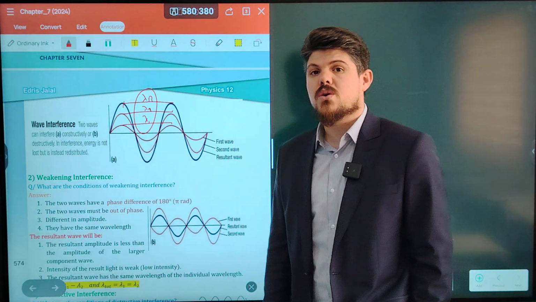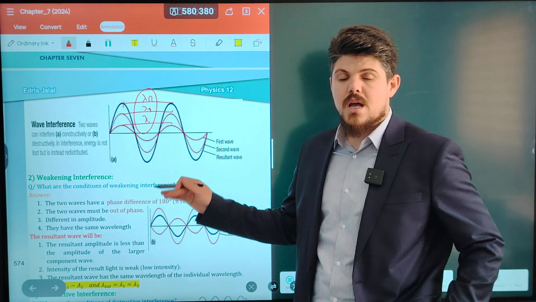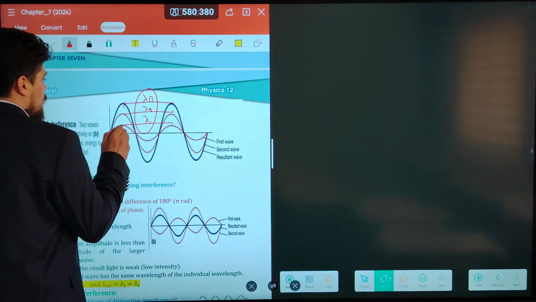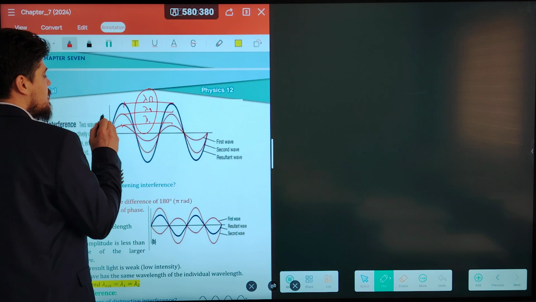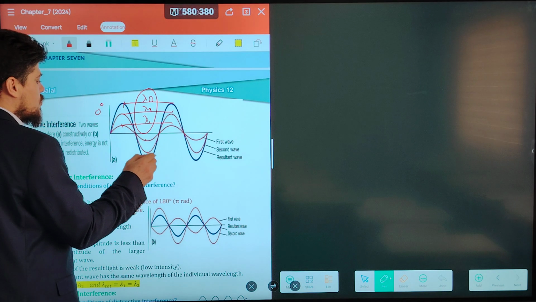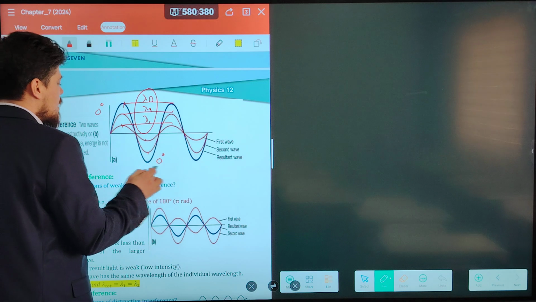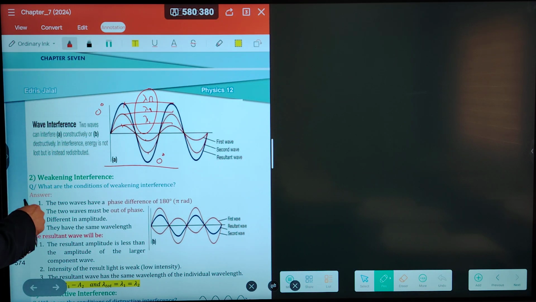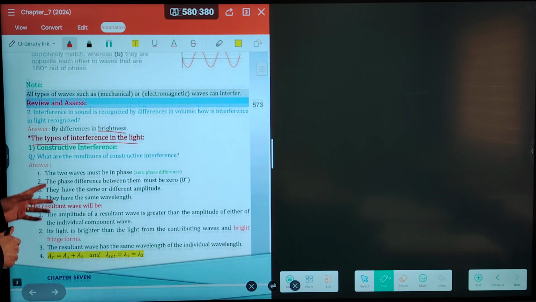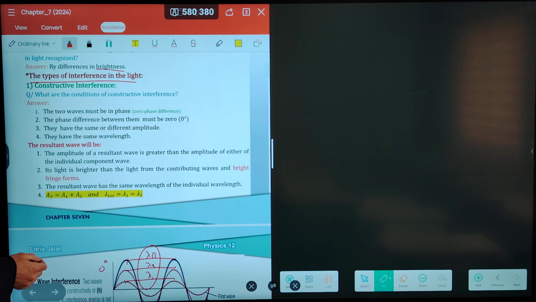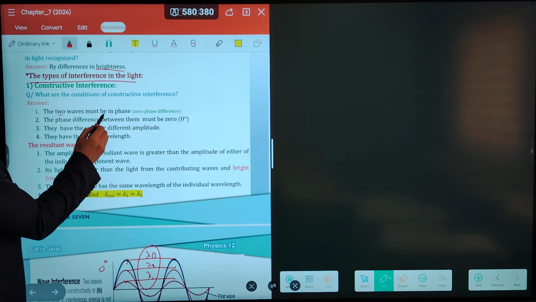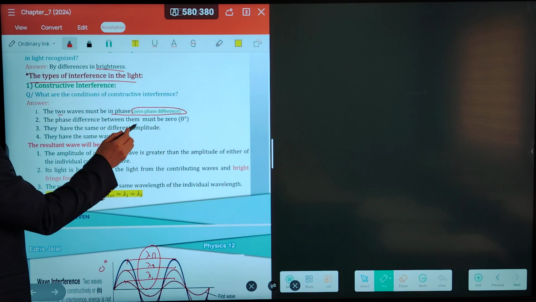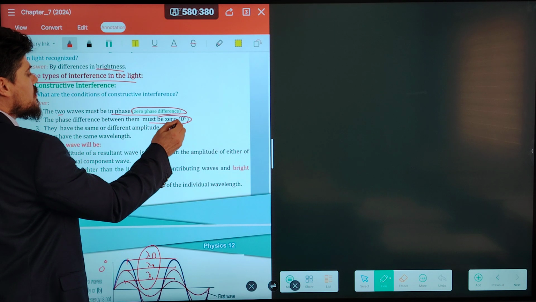So can we say these two waves are coherent? Yes, this is coherent, but coherent by 0 or 180? So you have to take a look. Crest with crest, phase difference 0. Trough with trough, phase difference 0. Is this interference constructive or destructive? This is constructive. Why? Because crest overlaps with crest, trough with trough. Okay? What are the conditions for constructive interference to occur? The two waves must be in phase, 0 phase difference. The phase difference between them must be what? 0. Coherent by what? By 0.